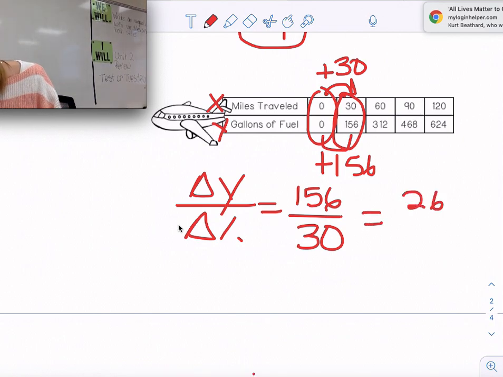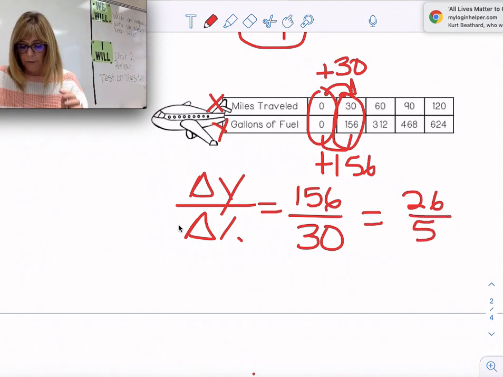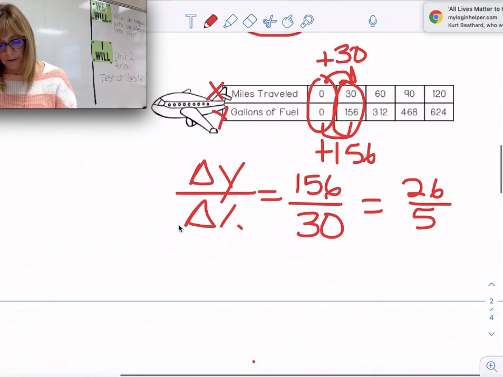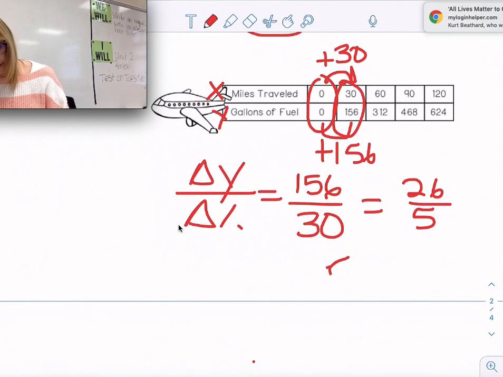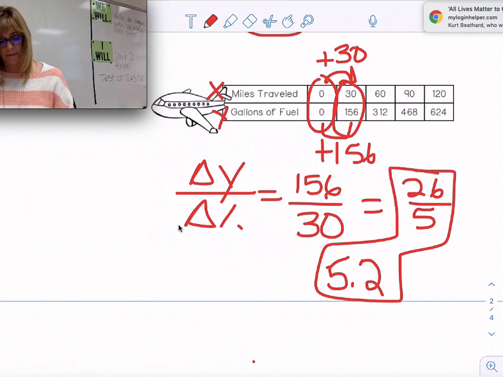26 over 5, that means you're using 26 gallons of fuel for every 5 miles traveled, or you could say 5.2 miles to the gallon. So either one of these is correct.